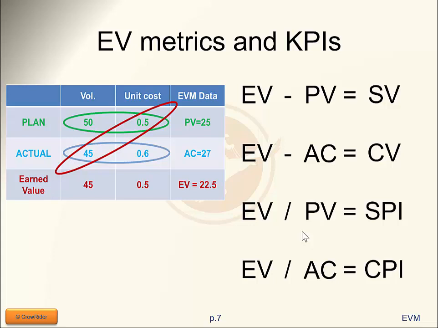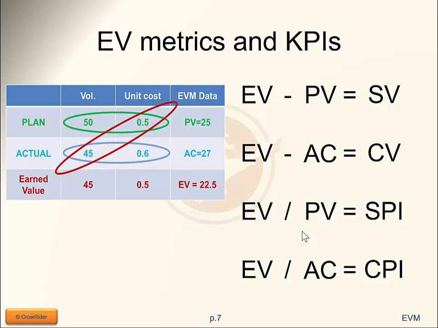Very similar from a cost perspective. The work that I've done represents 22.5 of the amount of work that I wanted to do. 22.5 is the value of the work that I've actually done. How much have I spent to do this work? 27. So I have spent more. The actual cost is higher than the earned value, so earned value minus actual cost is negative.